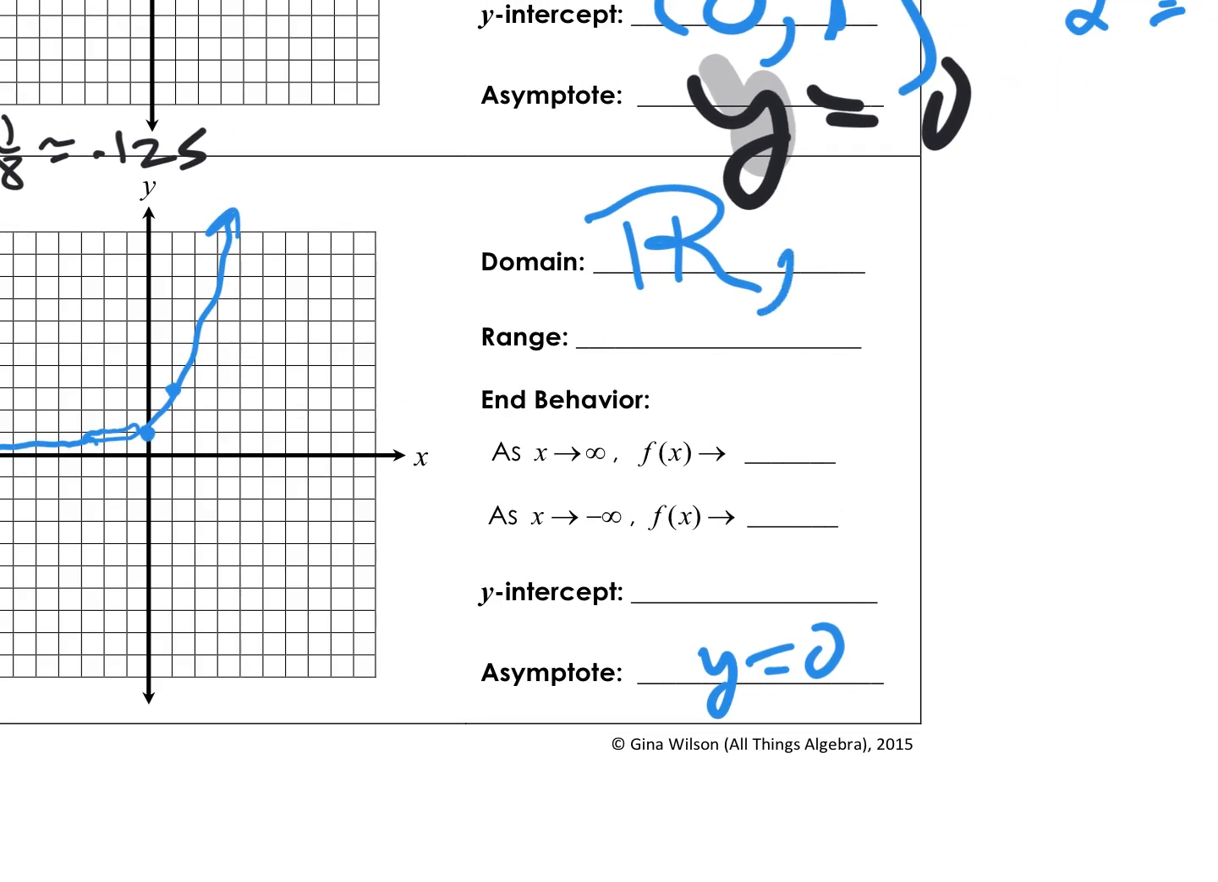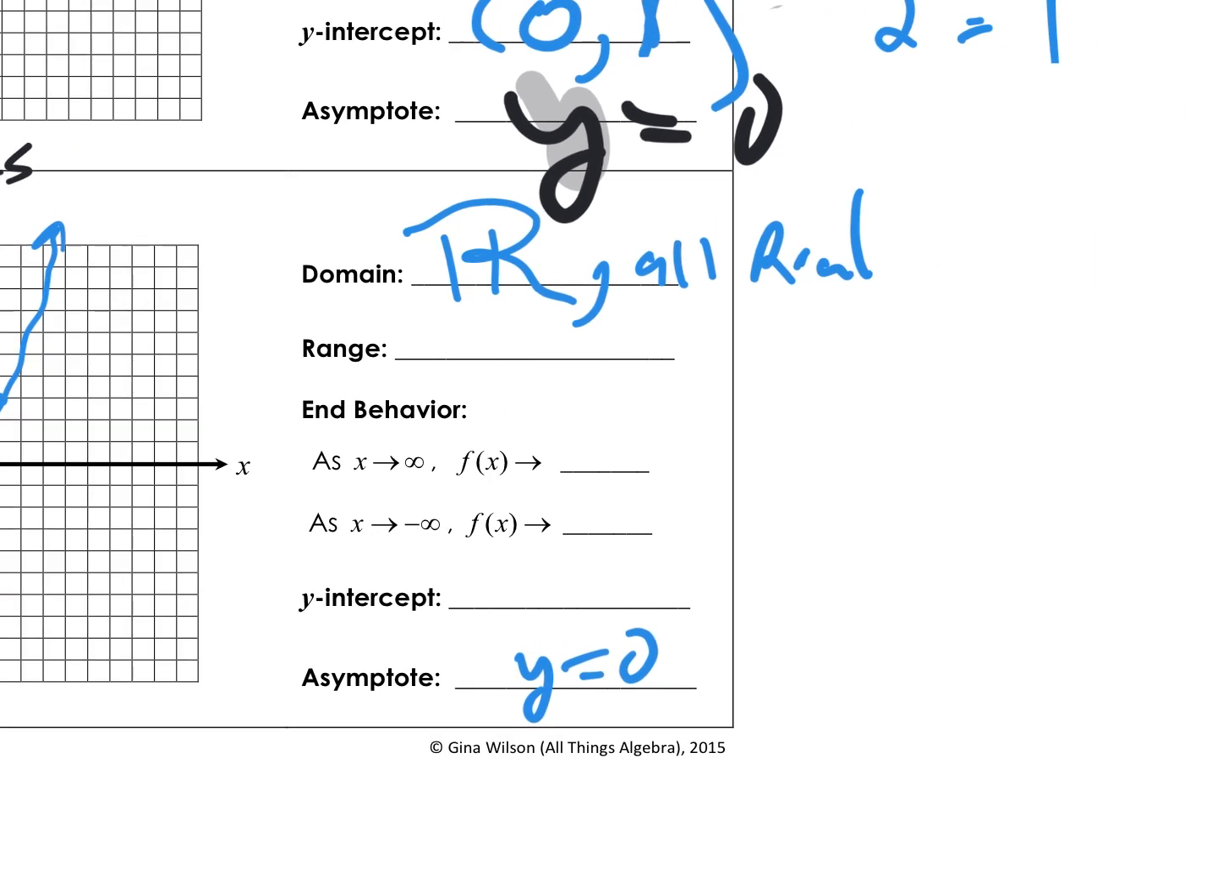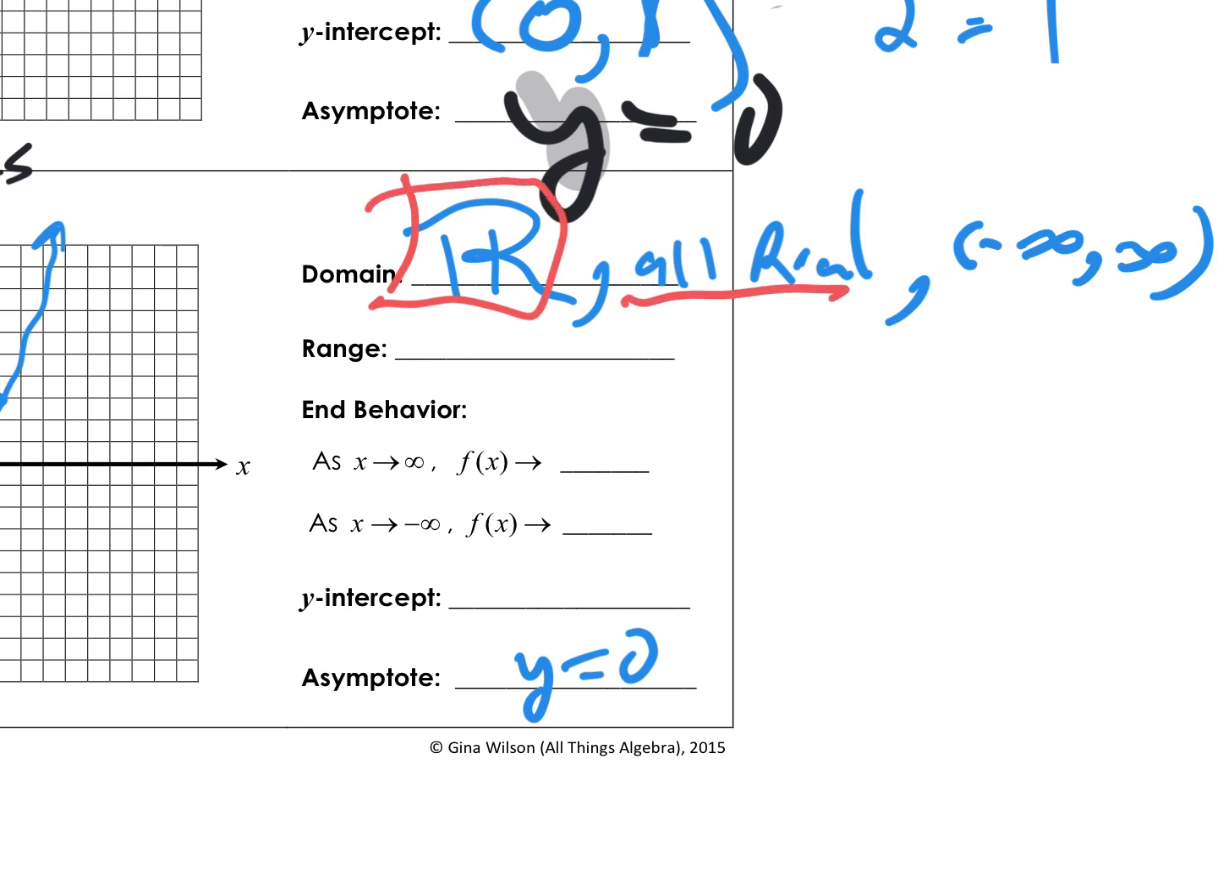Or that's one way of saying it, or you can say all real numbers, right? Or you could do this. Check this out. Parenthesis, negative infinity, comma, infinity. Also means the same thing. So if you were paying attention, you might actually learn something, that this means all real numbers. You could say all real numbers. You could also say from negative infinity to infinity with parentheses. Also means all real numbers.